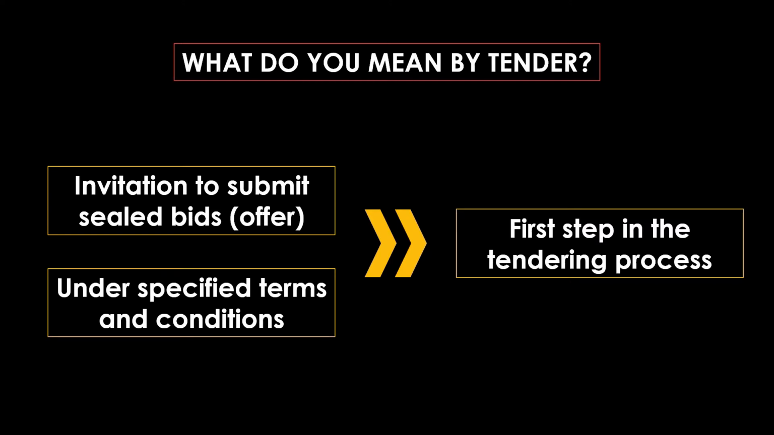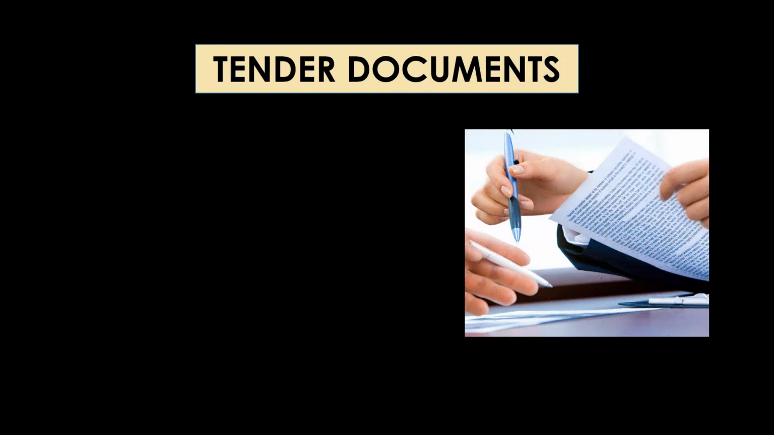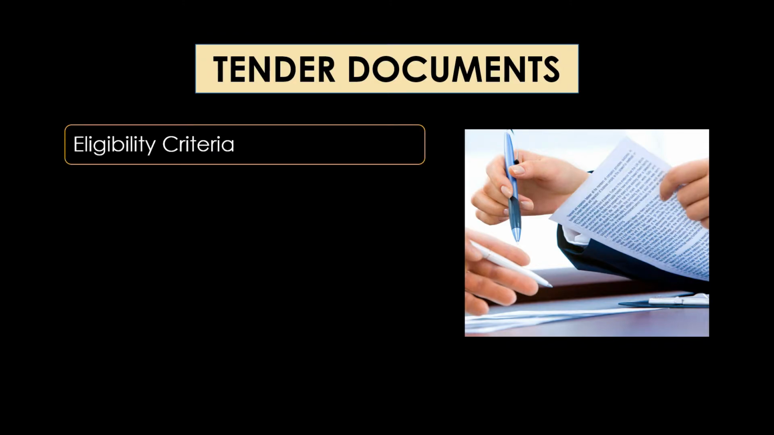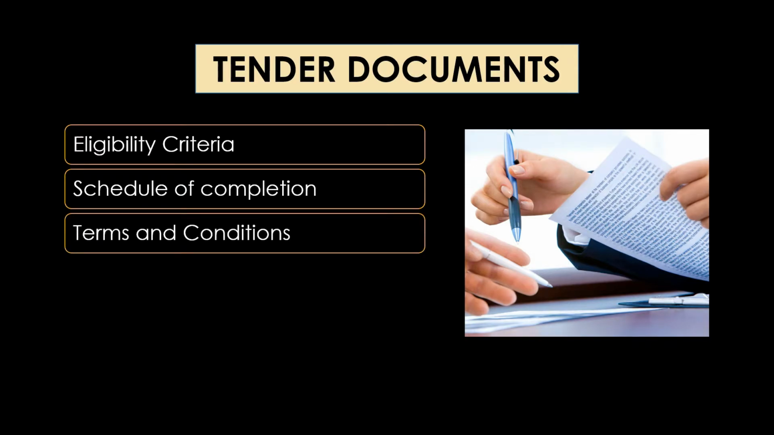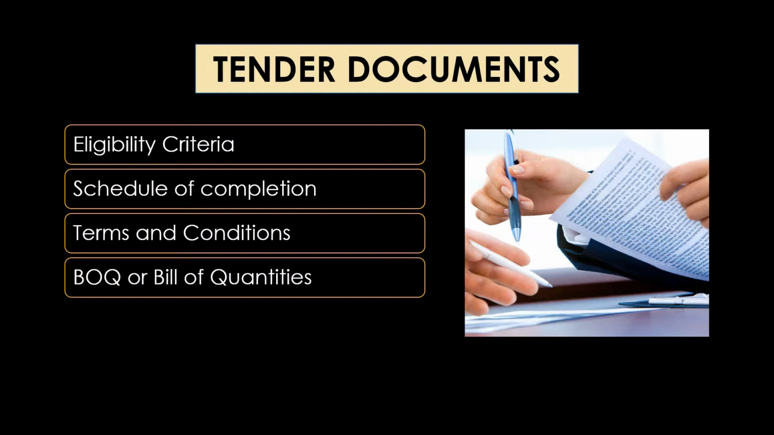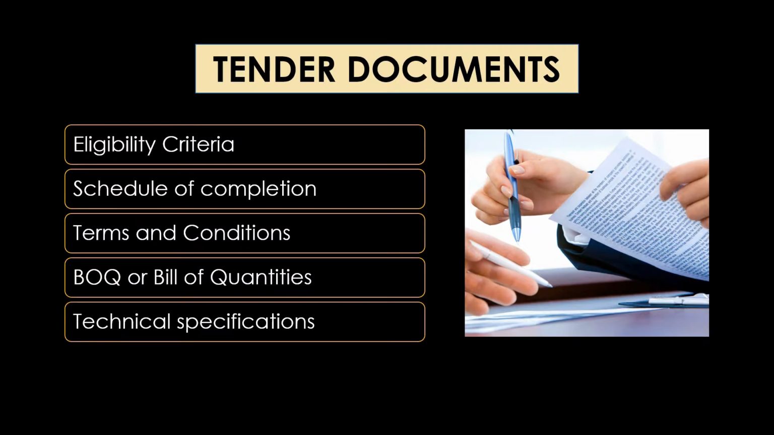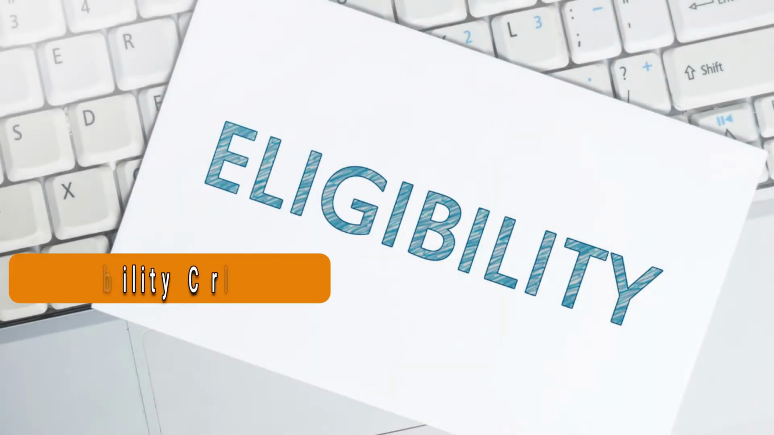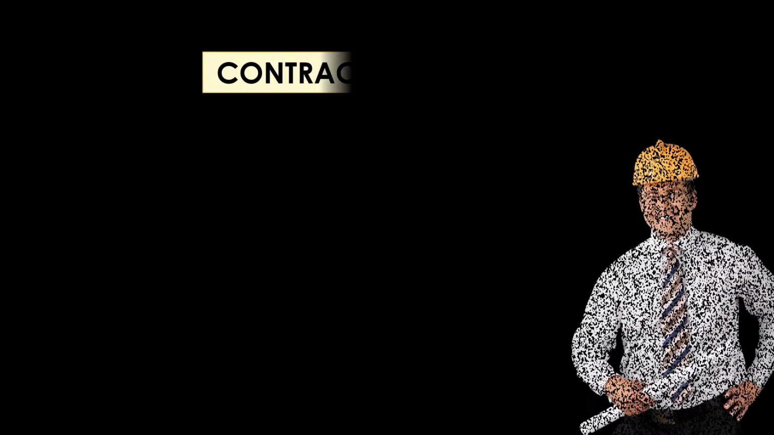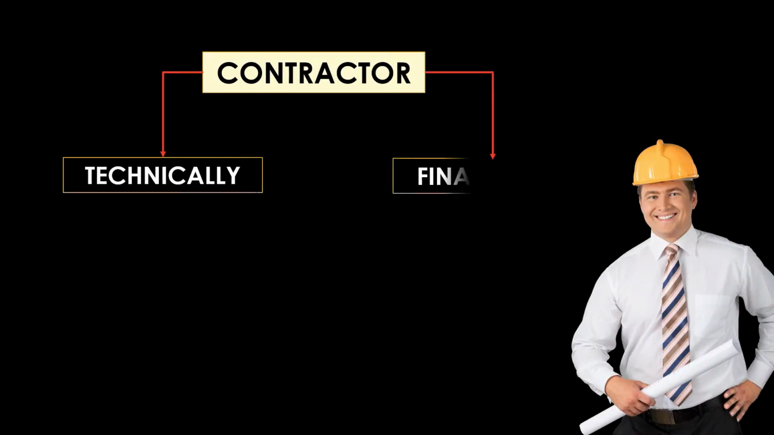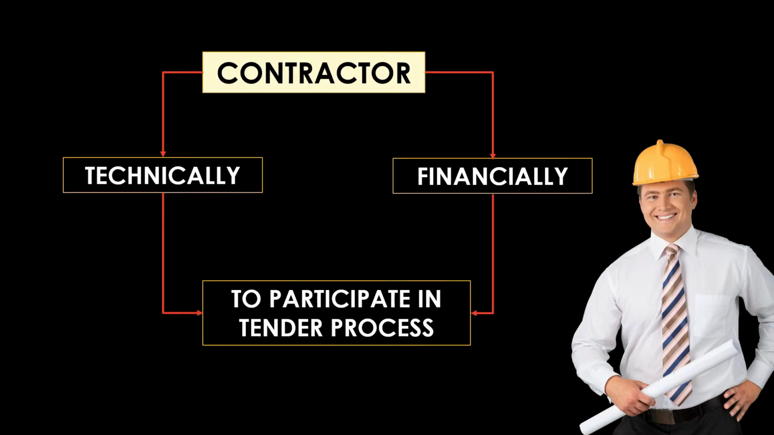Another word related to tender is the tender documents. Tender documents contain the eligibility criteria, the schedule of completion, terms and conditions of contract, BOQ or bill of quantities, technical specifications, etc. Let us have a brief look at the contents of a tender document. The first one is eligibility criteria. Eligibility criteria means the contractor should be technically and financially eligible as per the tender criteria for participating in the tender process.